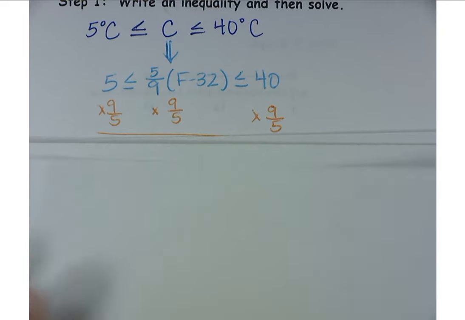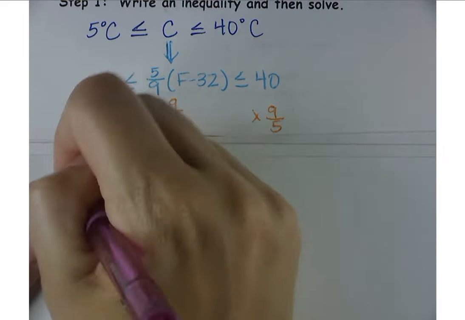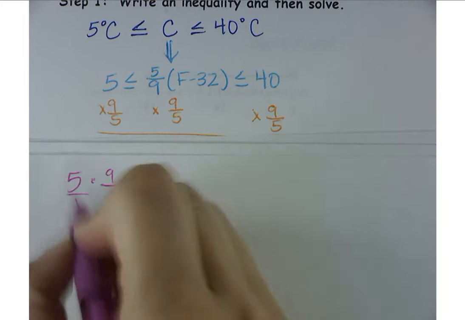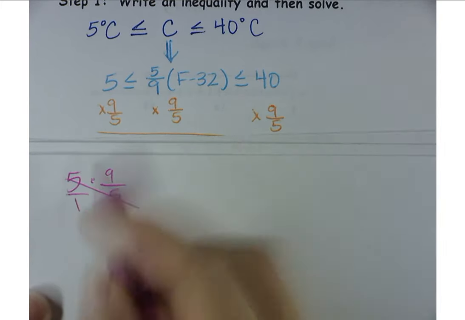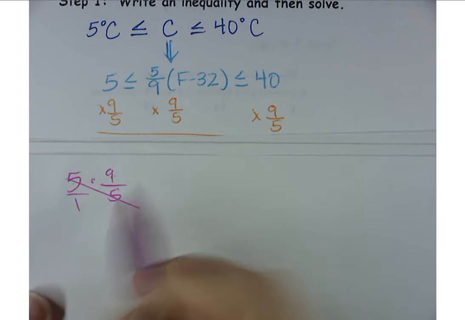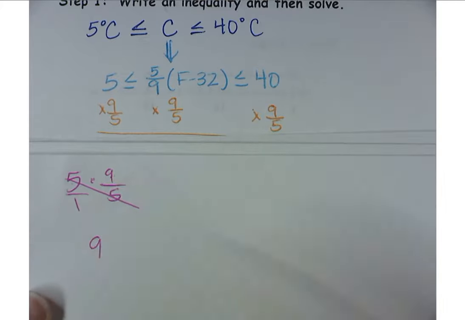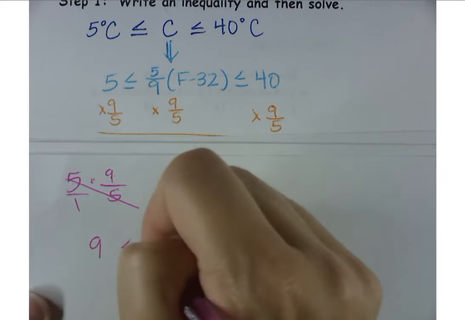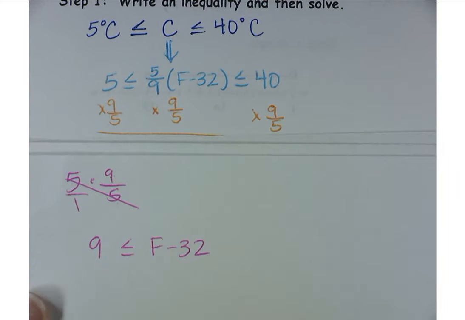Okay, so 5 times 9/5. What happens there? The 5s are going to cancel out, right? Because 5 divided by 5 is 1. Is that okay? You could also think of it as 5 times 9 divided by 5. 45 divided by 5 is 9. Okay? In the center, we're just going to have F minus 32. The parentheses are now gone.